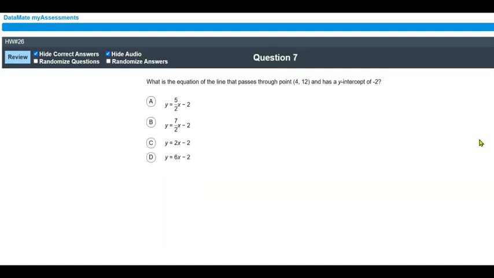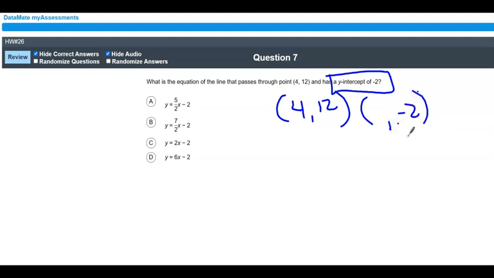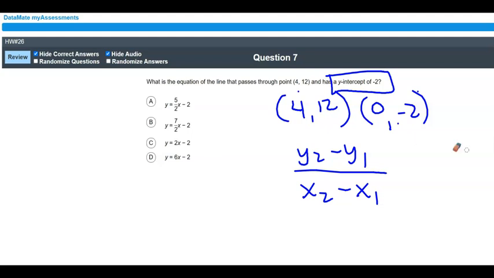Question 7 asks you, what is the equation of the line that passes through (4, 12) and has a y-intercept of -2? Well, all of these have a y-intercept of -2. So what we need to figure out is what would be the slope. Well, the good news is, to find slope, you need 2 points. Well, right now I only have 1. But this is actually a point, because a y-intercept has a y value of -2, but always has an x value of 0. So now I can use my y2 minus y1 over x2 minus x1 slope formula.